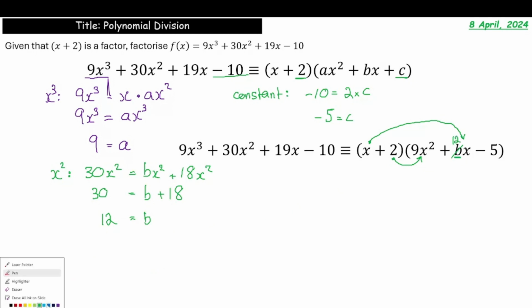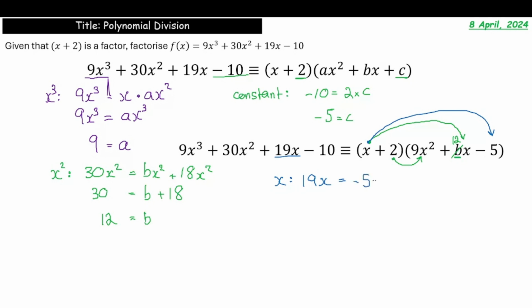So like I said, we used our x squared term to find the answer, so now we're going to use our x term, this one here, 19, to find out if we've done it all correctly. So we know this has to equal 19x. All we have to do is think, how do we get x terms? Well, the first one is just the x times the constant. So x times minus 5 is minus 5x.